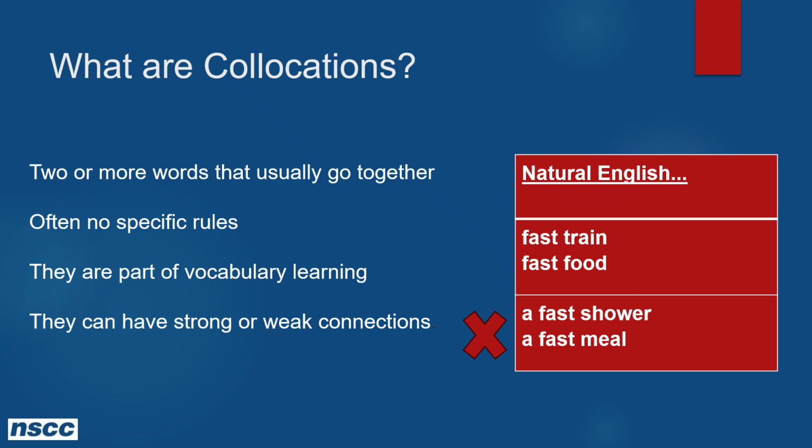Collocations can have strong or weak connections. Some examples would be a fast train or fast food. In English, it isn't accurate to say a fast shower or a fast meal. Instead, it is more accurate to say a quick shower or a quick bite.